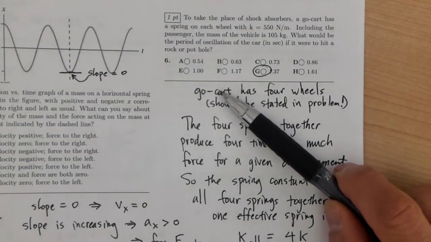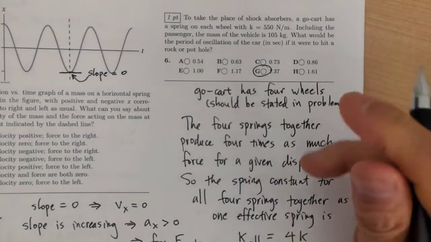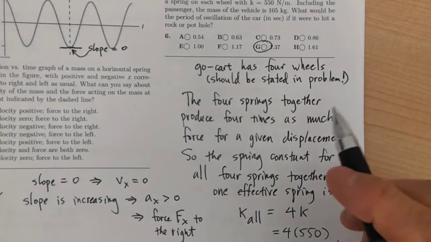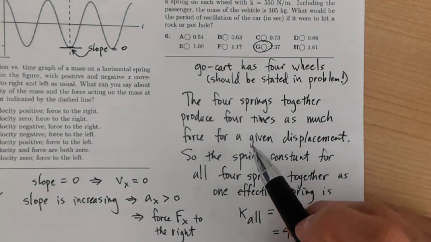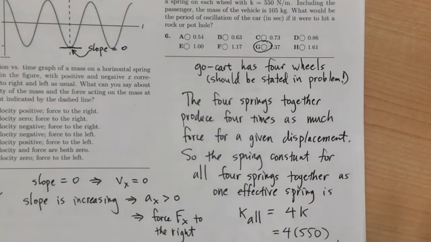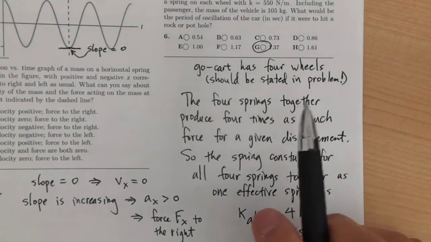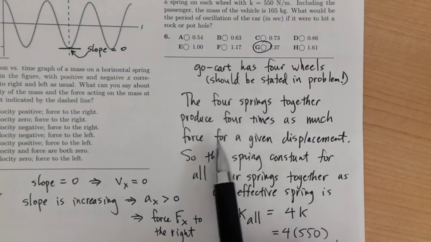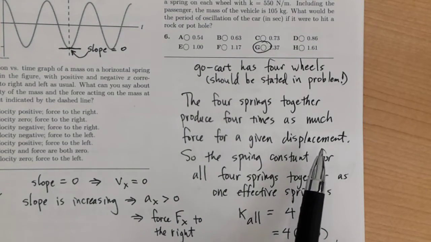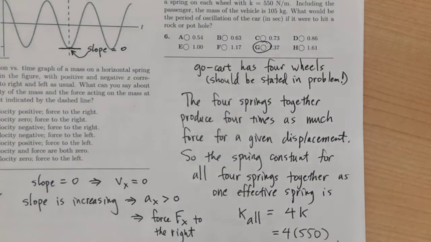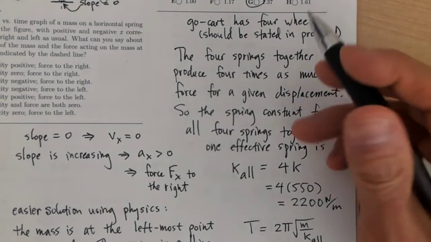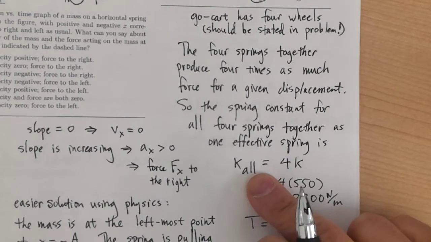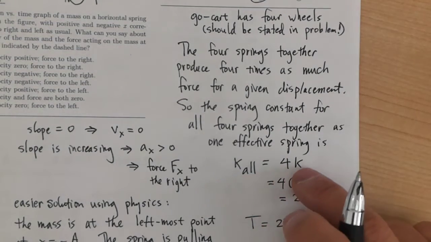Okay, so a go-kart, it should be stated in the problem for those who don't know what a go-kart is. It's just a little kiddie car, a car for kids that has four wheels for stability. So you have four springs, one for each wheel. Now, notice that when you have four springs that are supporting the car, they work in concert with each other, and together they produce 4 times as much force for a given displacement of each spring. So the spring constant for all springs together, as one big effective spring, would be k_all, it's called all for all springs, is equal to 4 times k.